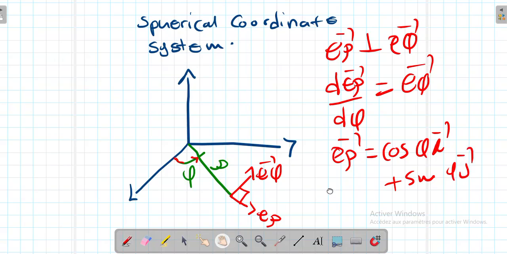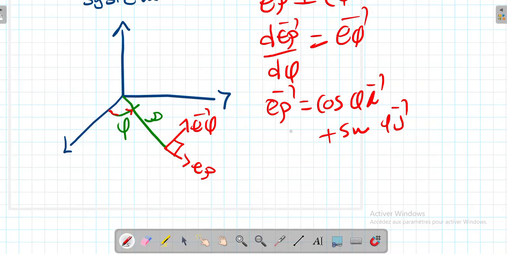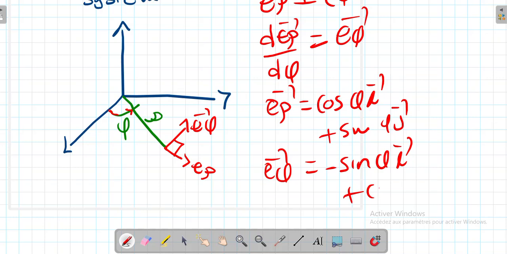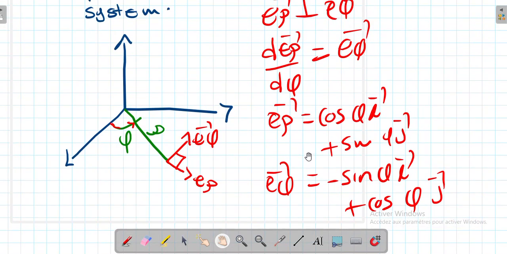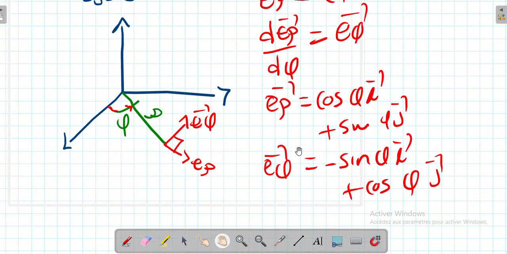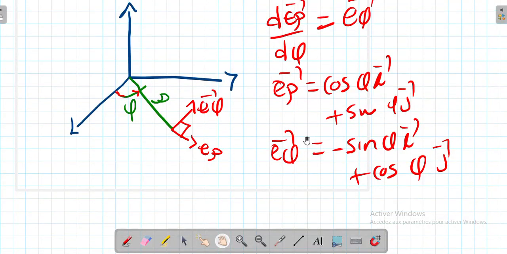Therefore, once we differentiate this with respect to phi, it is going to be negative sine phi in the direction of e plus cos phi in the direction of g. So these are the two unit vectors that we found from other coordinate systems, such as the polar coordinate system. So you can look at the video on the polar coordinate system on how we find these two, okay?